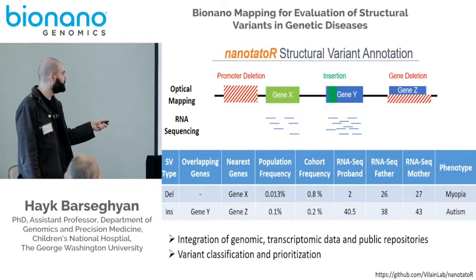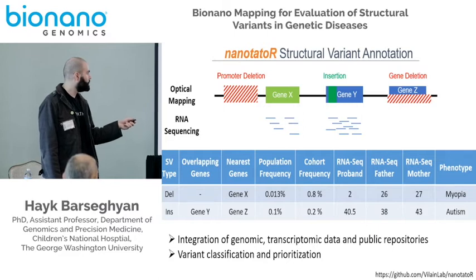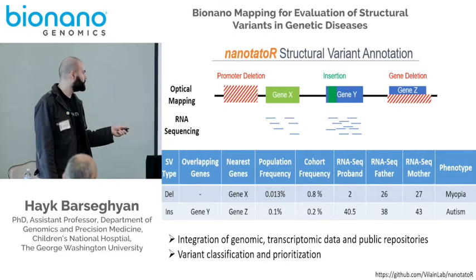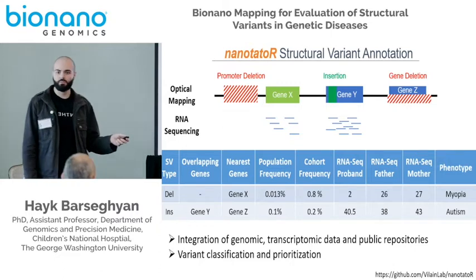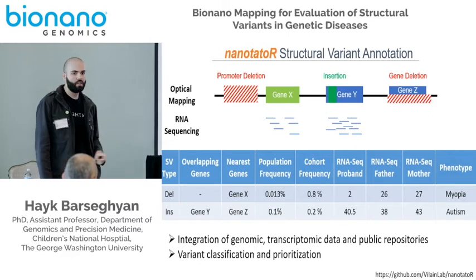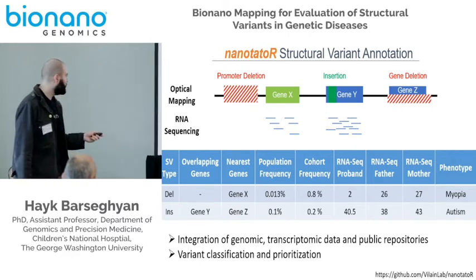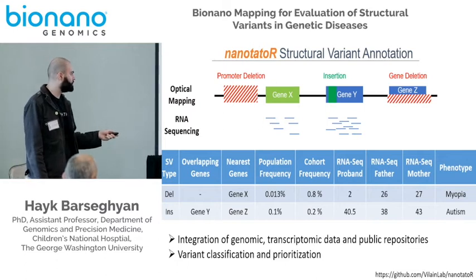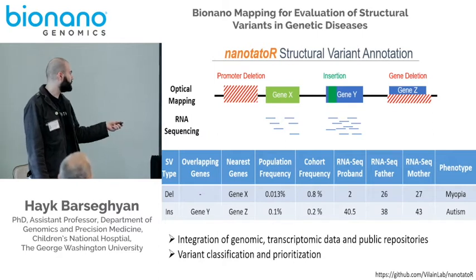So if there is a promoter deletion, for example, the line here, we'll see which gene is right next to it, and provide population frequency and cohort frequency, which is the internal frequency, the number of samples that we've used. If there's any gene expression information that we have for that sample from blood or fibroblast or whatever tissue of interest, that information is going to be incorporated for that gene X. For example, if the proband had 2 TPMs, gene X will be printed here as 2, and then RNA-seq for the father and mother are going to be right next to it.